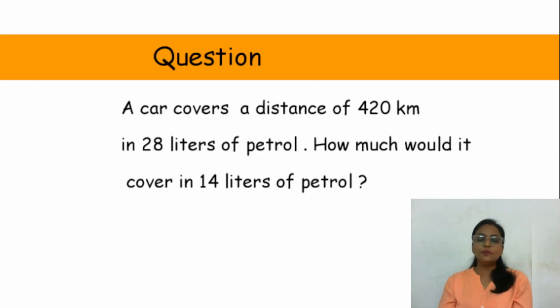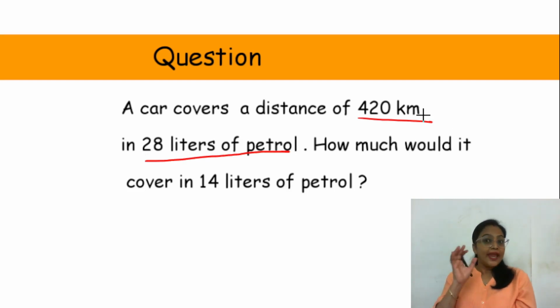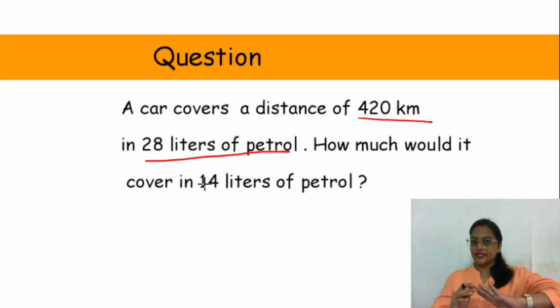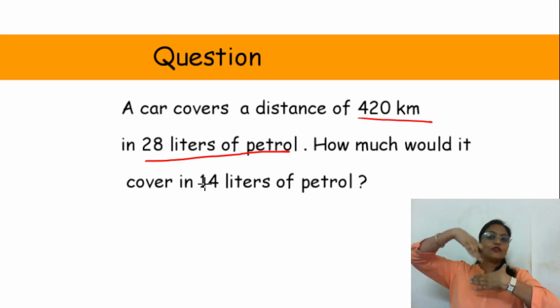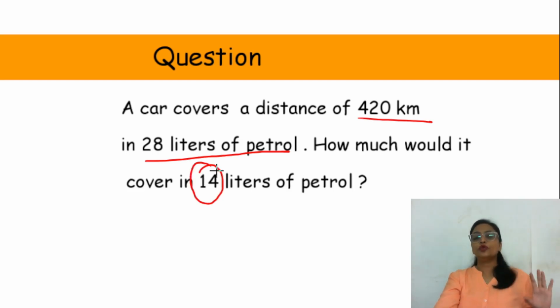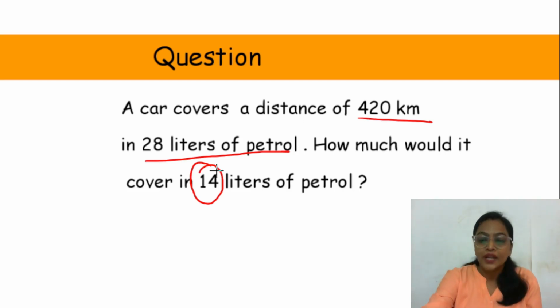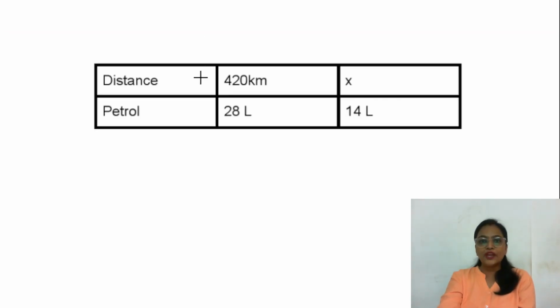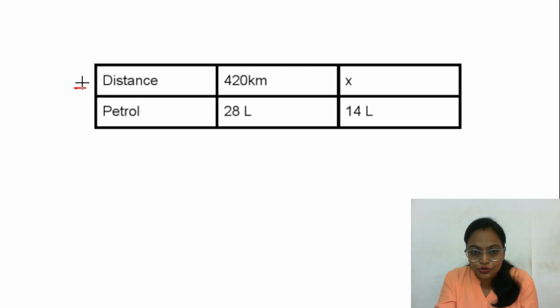Now we will solve some questions based on direct proportion. The question is, a car covers a distance of 420 kilometers in 28 liters of petrol. How much would it cover in 14 liters of petrol? Now look, if we have 28 liters of petrol, the car can cover 420 kilometers. Now, if we have less petrol, that is only 14 liters, then definitely the car will cover less distance, right? To solve this kind of question, what we have to do is make a table where we will make two rows.